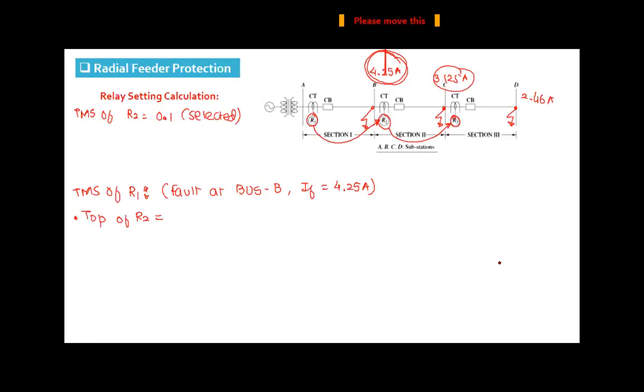Okay, very good, correct. We cannot use TOP of R2 we have calculated in our previous step because that TOP of R2 was for 3.125 ampere. That calculation was for this fault current. Now we have to consider fault current that is 4.25 ampere, and that is why you have to again calculate TOP of R2 considering fault current 4.25.